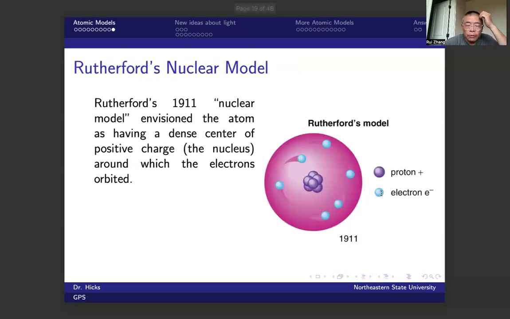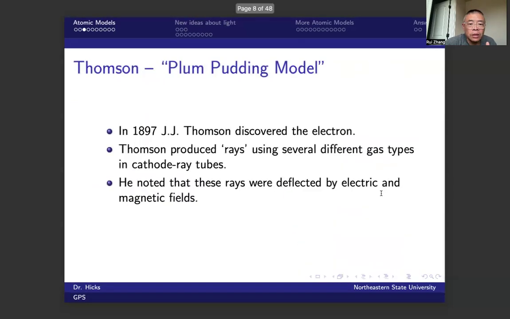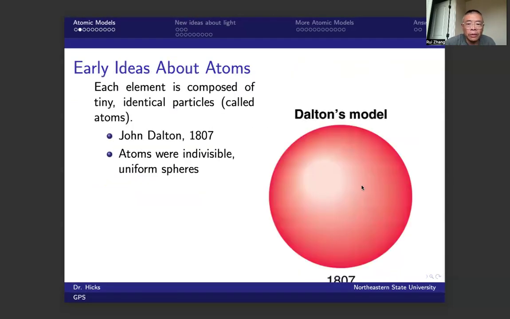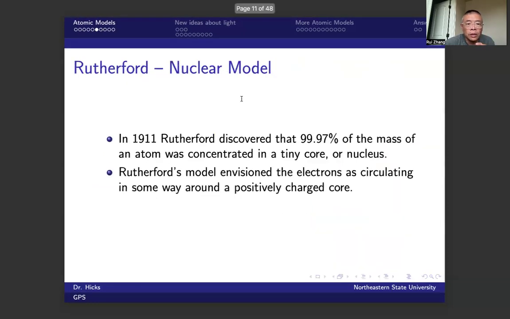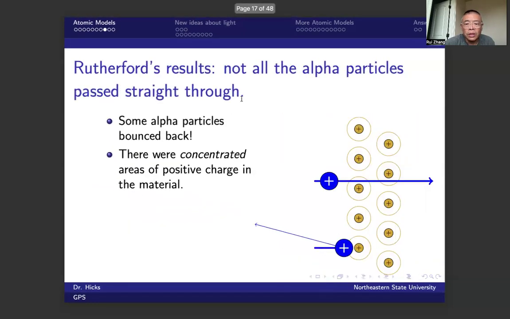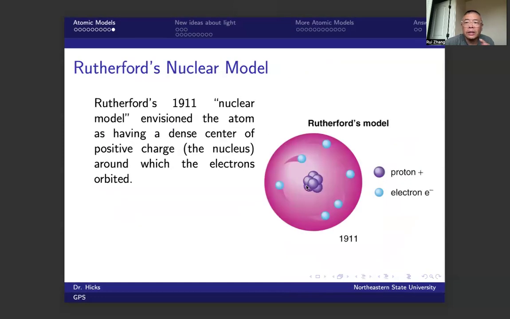So up to now, there's three different stages of the model of atoms we talk about, right? Starting from Dalton's model of a uniform sphere, to Thomson's plum pudding model, and then finally to Rutherford's nuclear model, which is our current model. So a lot of you probably think this is the correct model. To a large extent, it's correct, but there are some corrections we need to make. So now let's move on to the next section.